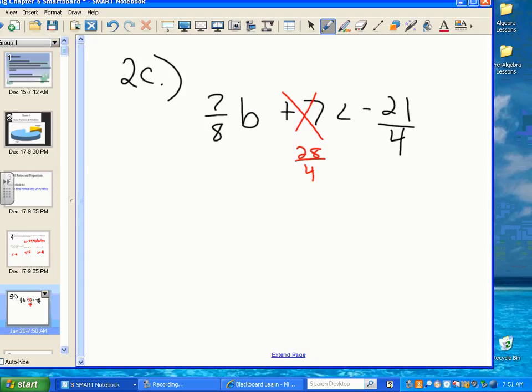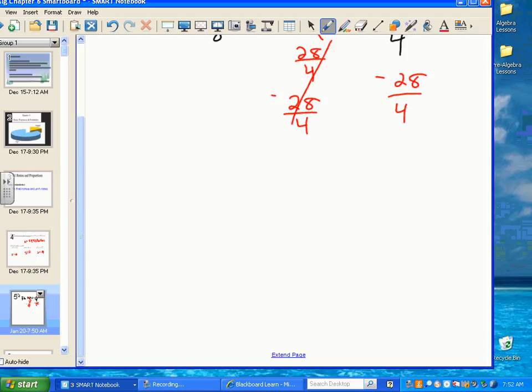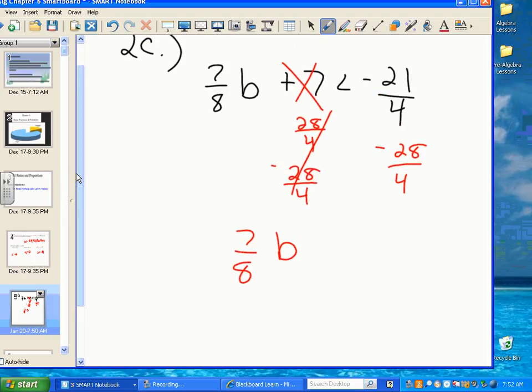Next step, subtract 28/4 from both sides. Okay, so we have here 7/8 B less than -49/4. Are you with me? And again, guys, this is one way to do it. Next thing, how we typically do it in class is then multiply both sides by 8. So I'm going to multiply both sides by 8. This goes away. I'm going to cross simplify here.